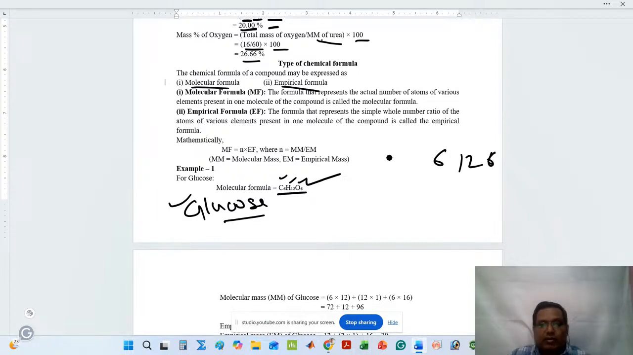Suppose I want to find the ratio, that means carbon divided by hydrogen divided by oxygen. Then what is the ratio? That is 6 divided by 12 divided by 6. After simplification, I can write here 1 is to 2 is to 1.